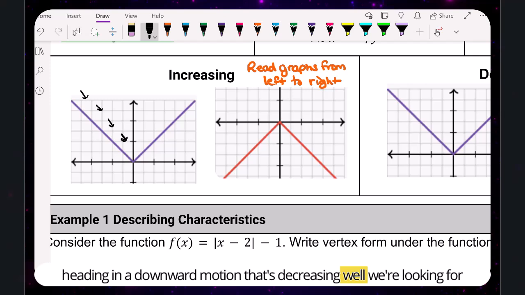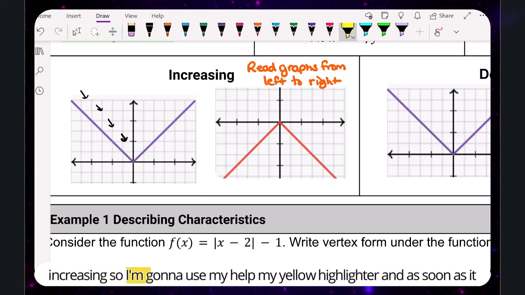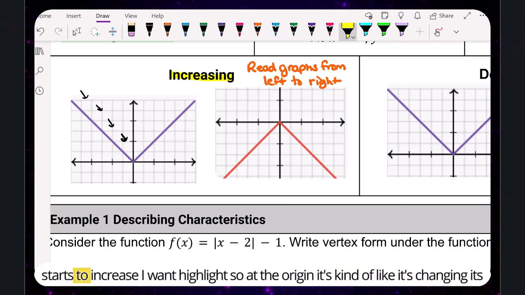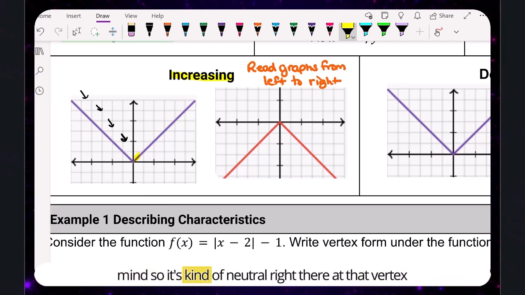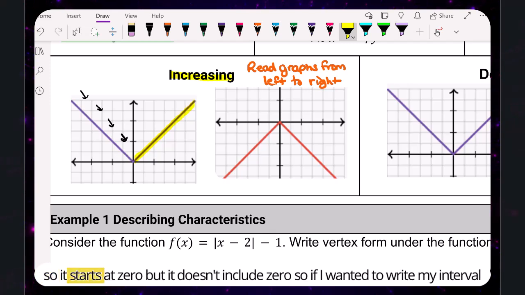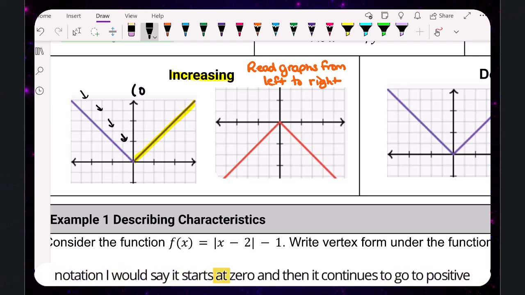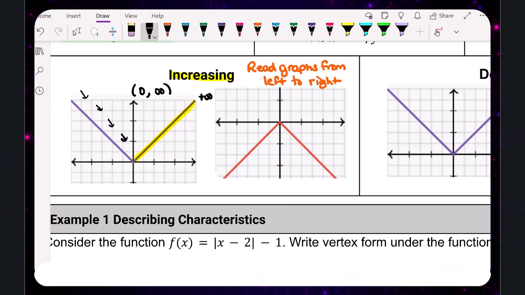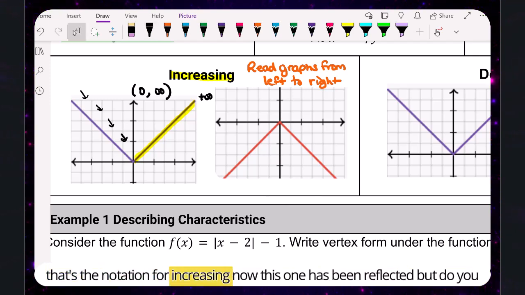That's decreasing. Well, we're looking for increasing, so I'm going to use my yellow highlighter. And as soon as this starts to increase, I'm going to highlight. So at the origin, it's kind of like it's changing its mind. So it's kind of neutral right there at that vertex. So it starts at 0, but it doesn't include 0. So if I wanted to write my interval notation, I would say it starts at 0, and then it continues to go to positive infinity. And that's the notation for increasing.